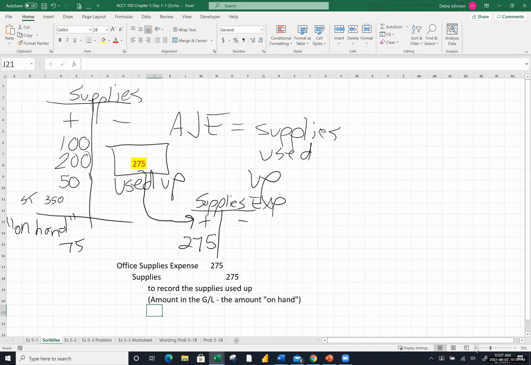Okay, so again, these are internal transactions that we're doing inside of our company because we know that certain accounts are not up to date. One of them is supplies. The second adjustment, unless you guys have questions, is going to be a prepaid. Any questions on the supplies? You can just unmute yourself, or you can type in the chat room if you can't speak.